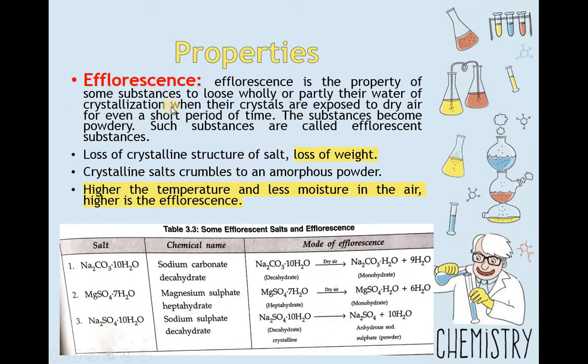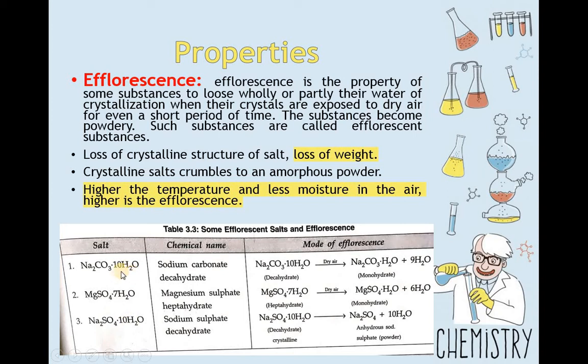Now the term efflorescence. Efflorescence is the property of substances to lose wholly or partly their water of crystallization when their crystals are exposed to dry air for a short period of time even. Now this is very important, exposed to dry air. The substances become powdery. Such substances are called efflorescent. So they will lose the crystalline structure. There will be the loss of weight because water will go away.